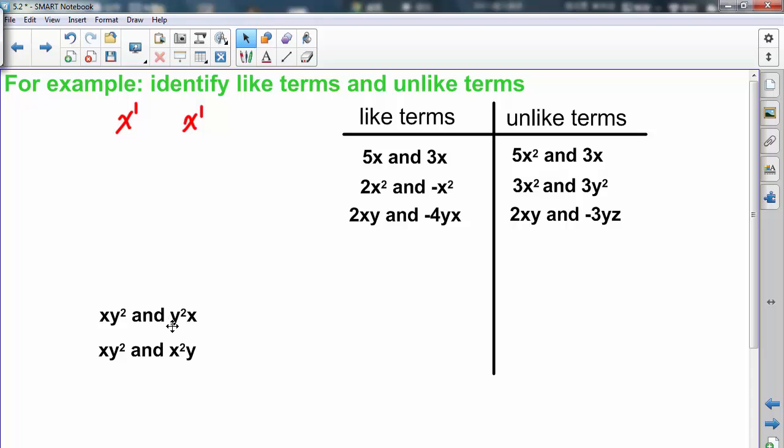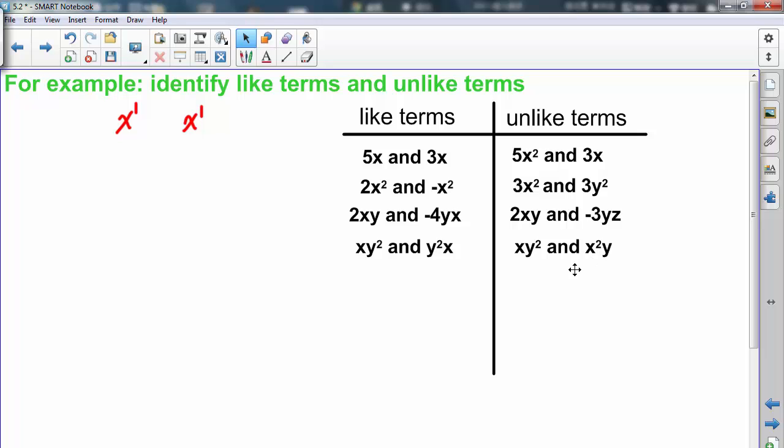For these two, although this one has y in front of x and this one has x in front of y, both of the x are raised to exponent 1, and both of the y are raised to exponent 2. So these two are like terms. And these two, very clearly, are not like terms.